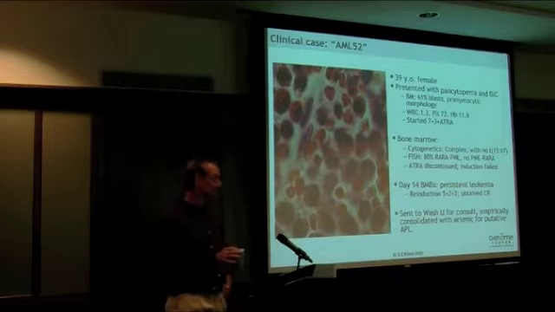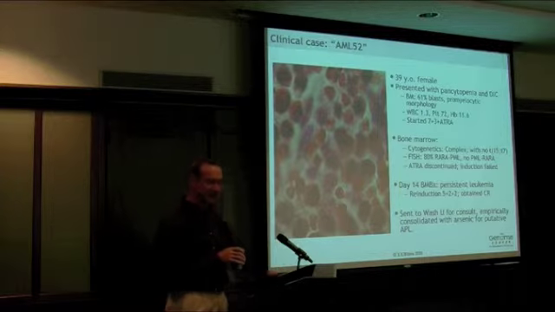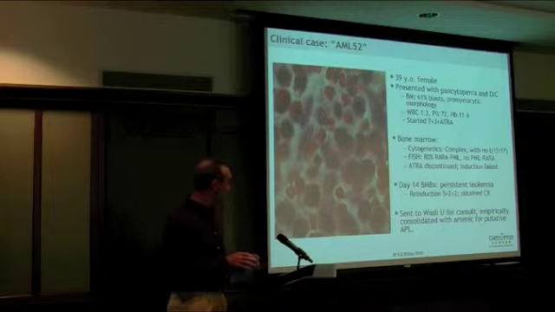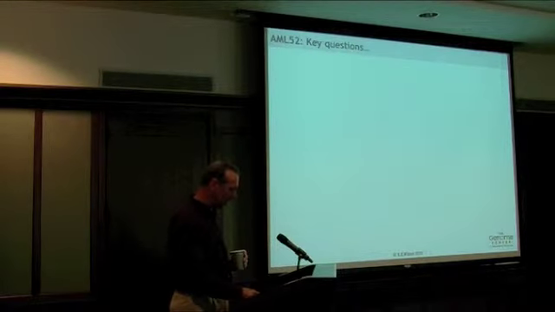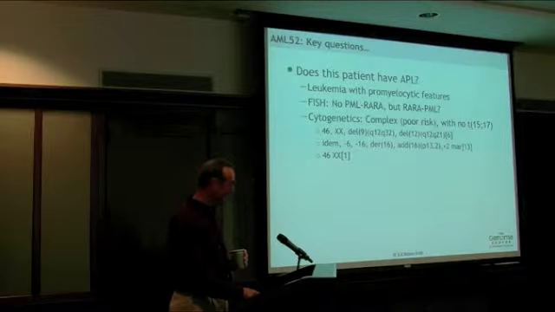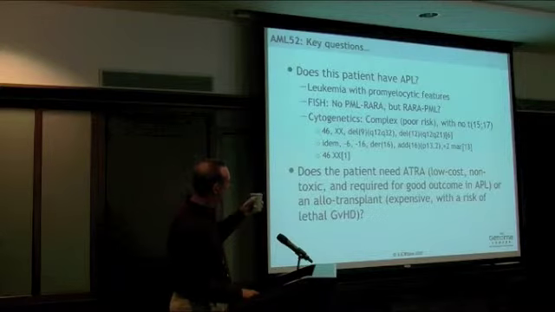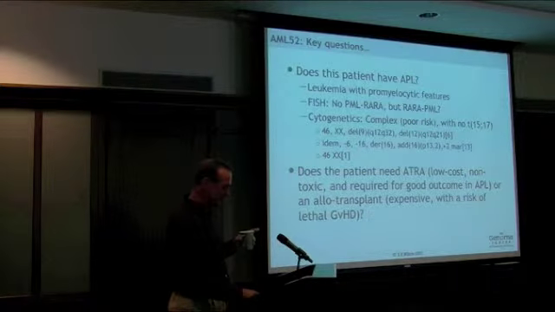Because if she does have this fusion gene that's typically caused by the chromosomal translocation, we could give her the right drug and we could cure her. So we decided that we would do that. We sequenced her genome. Here I'm just posing the question: does she have APL? And if so, can we just give her Atra? Or is she going to have to go for a bone marrow transplant?